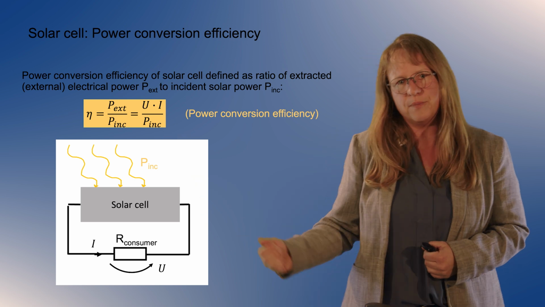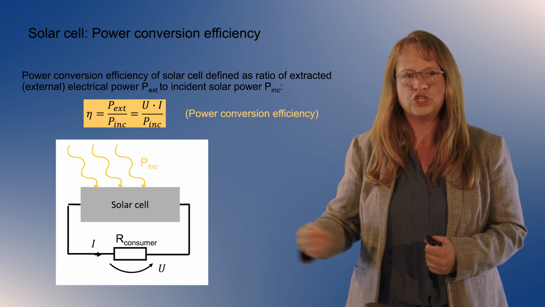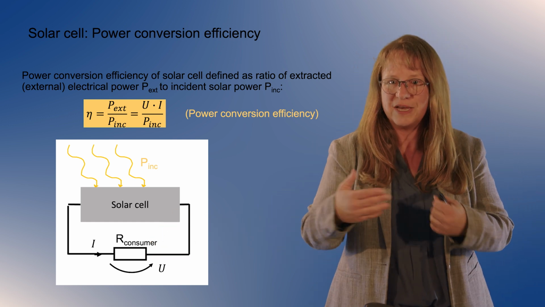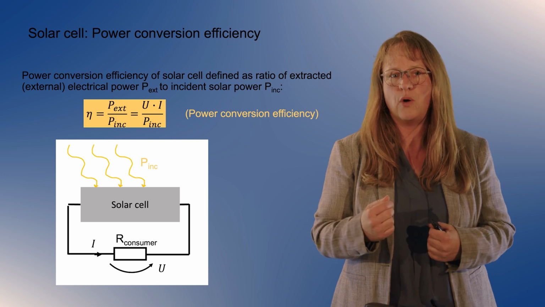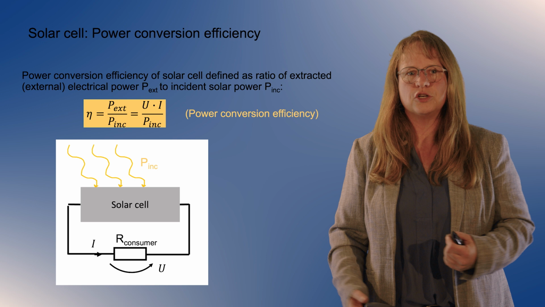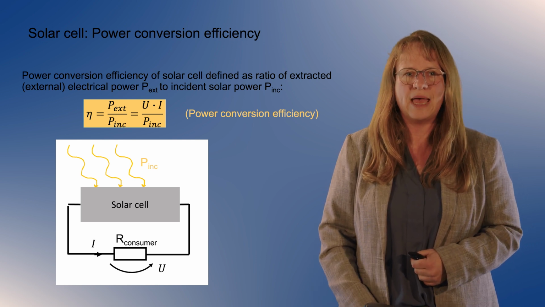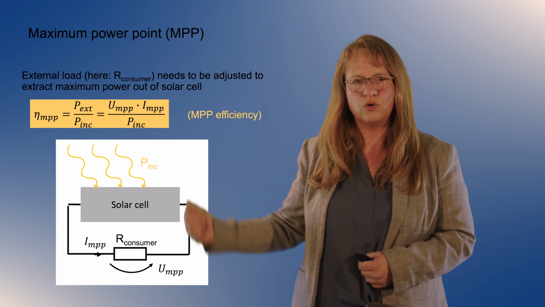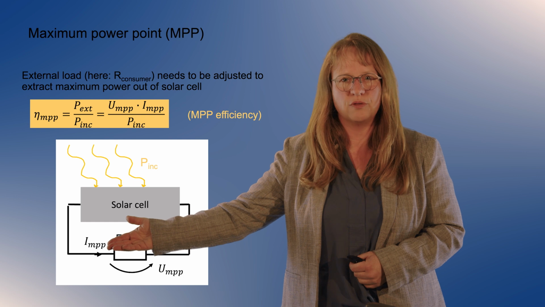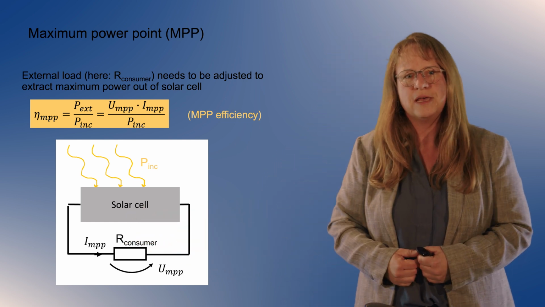And what we can see from this simple image here is, if you want to change at which current voltage pair the solar cell is running in order to maybe get a better efficiency and more power out, that means you have to change the consumer. So in order to run at the maximum power point, you need to change the external load, you need to change the consumer here in order to adjust the current to the current of the maximum power point and the voltage to the voltage of the maximum power point.